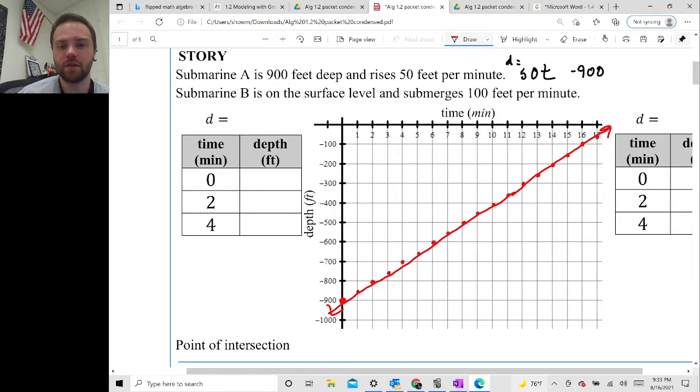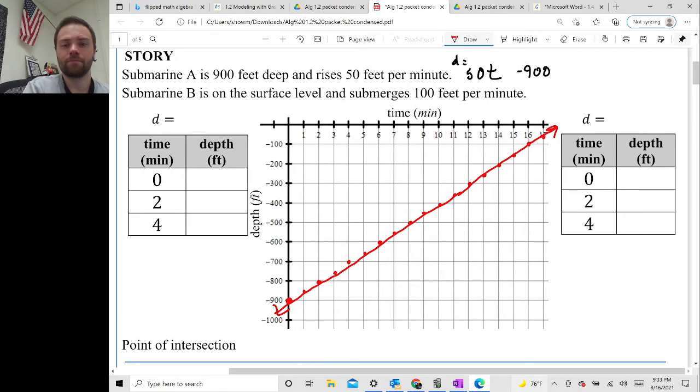Submarine B is on the surface level. So what is the surface level? Well, if this is negative 900, that means 900 feet below the surface. So the surface would be 0, okay? So submarine B is on the surface level and submerges 100 feet per minute, okay? So the surface level would be 0. So I'm going to start out at 0. I'm going to draw this in blue.